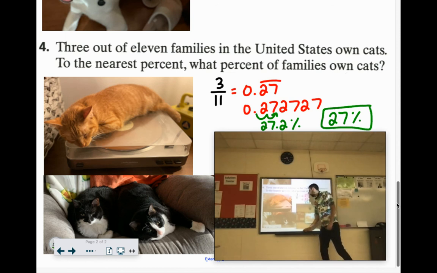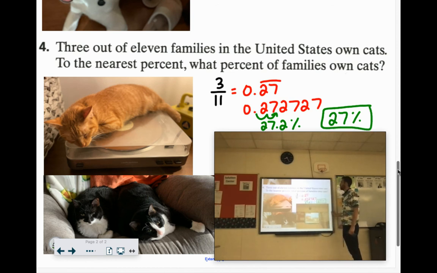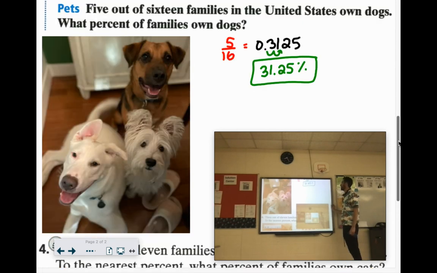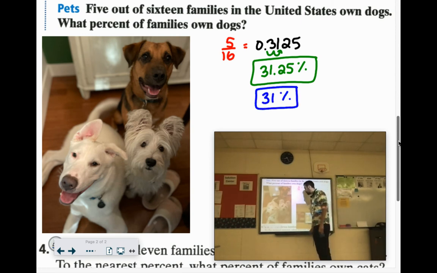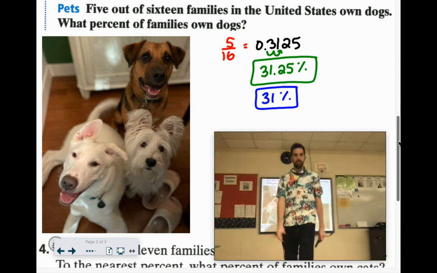Our cat owners. Sweet, man. Did this one up here say to round to the nearest percent? I don't even know. It didn't say to round it, but if it was rounded, it would be 31%. Okay, there we go. Percentage, right?